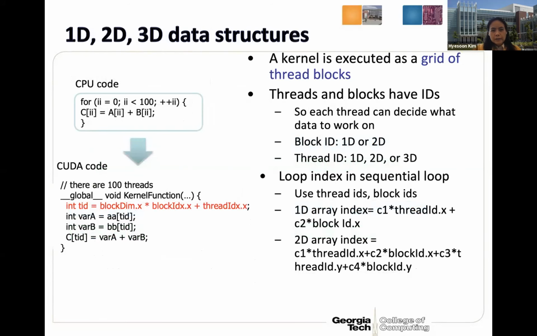Then the simple CPU code, which is iterated, becomes, in the CUDA code, a loop shown as only one, because in a simple example, 100 threads each just execute one loop iteration. Because these thread and block IDs are there, we can index the memory location instead of using i. We can just use some constant times block ID plus some constant times thread ID to get each of the elements. Depending on 1D or 2D data structures, there are different formulas to index arrays.